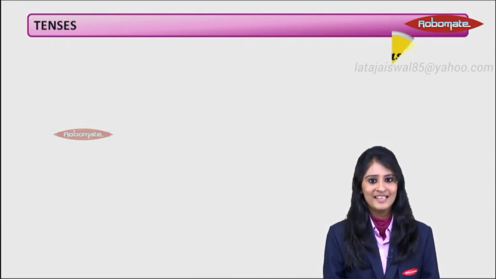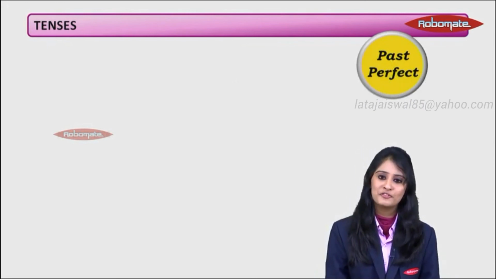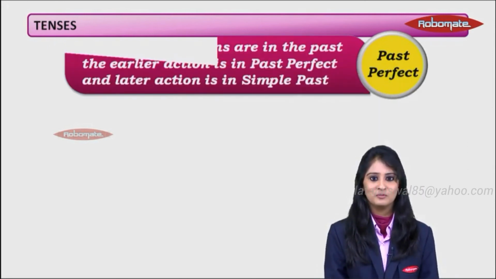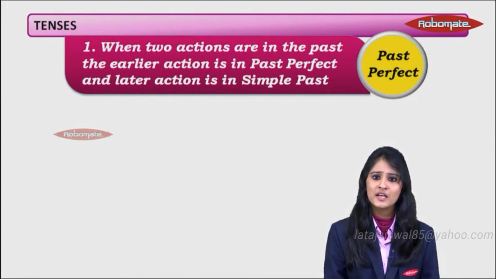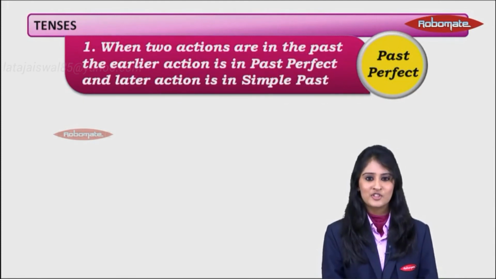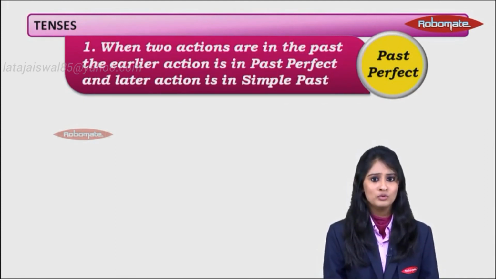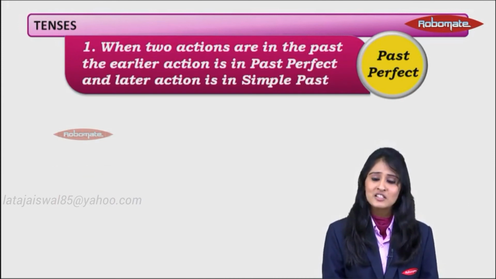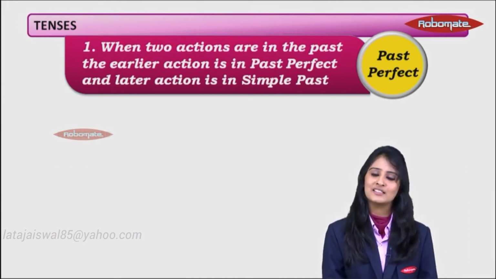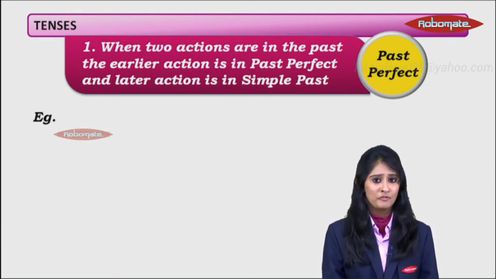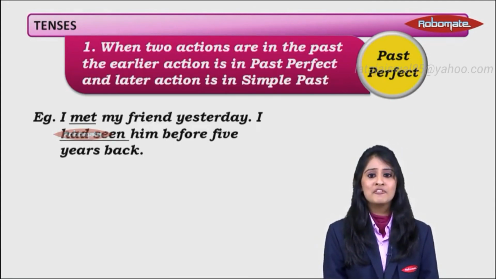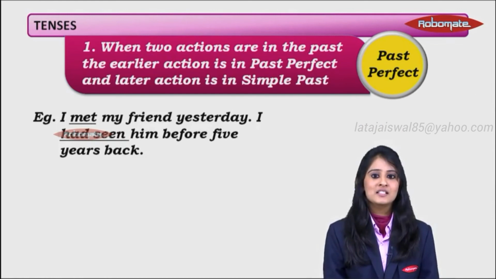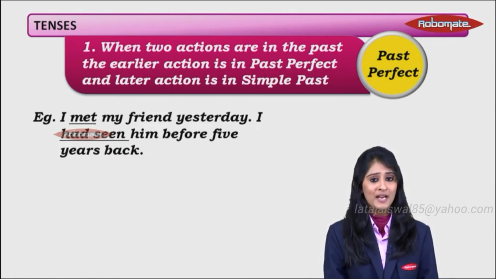Now, let's see the next. The past perfect. Let's see the use now. When two actions are in the past, the earlier action, that is the first action out of the two, is in the past perfect, and the latter action, that is the next action, is in the simple past. For example, I met my friend yesterday. I had seen him before 5 years back.